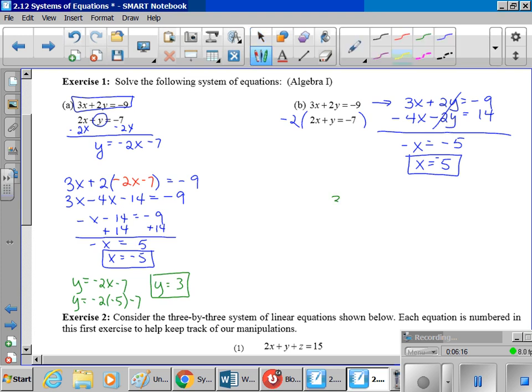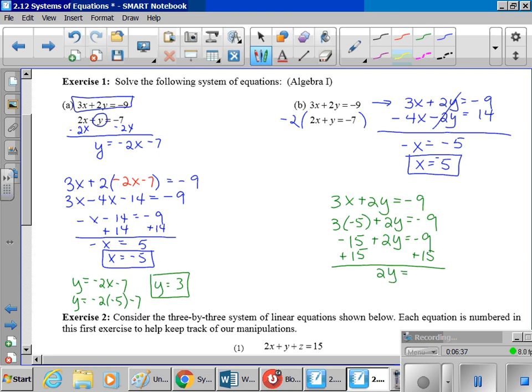You're going to write down one of them, 3x plus 2y is equal to -9. It doesn't matter which one we do. 3 times -5 plus 2y is equal to -9. -15 plus 2y is equal to -9. Add 15 to both sides, and 2y is equal to -6, nope, +6. +6, divide both sides by 2, and y is equal to 3.